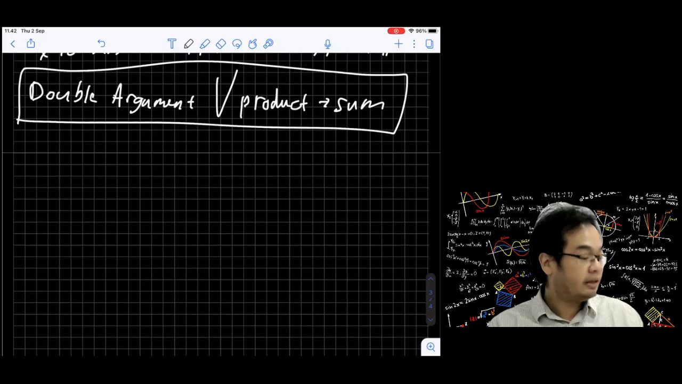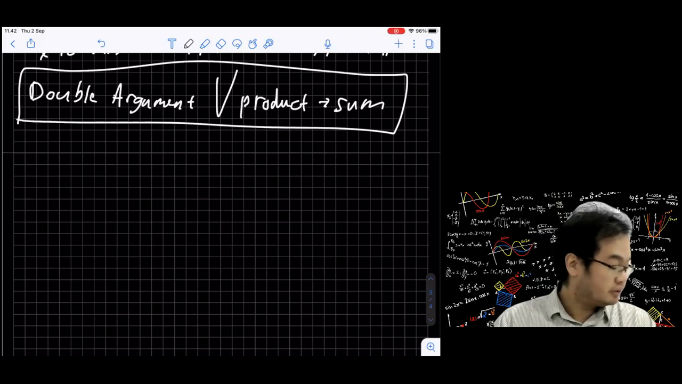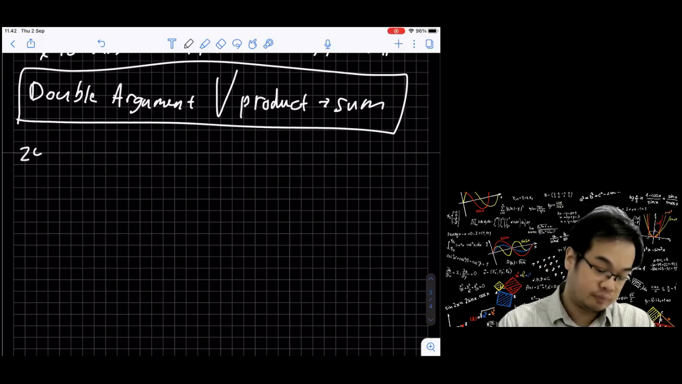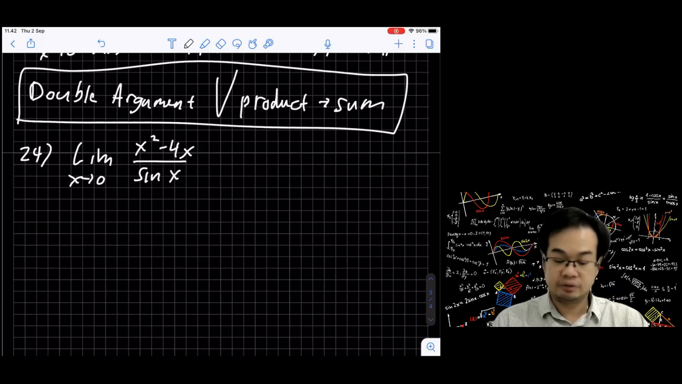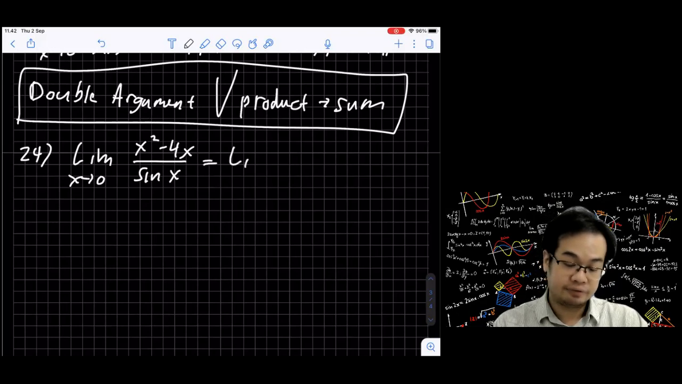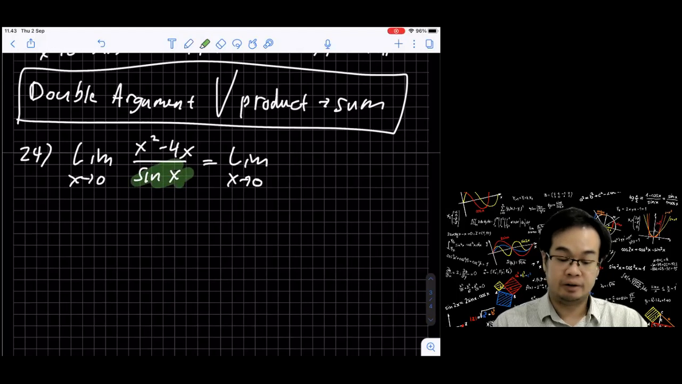Okay, so let's look at an example on the problem set that I shared with you. Number 24, on the third page. The problem is the limit as x approaches 0 of (x squared minus 4x) divided by sine x. The result is 0 over 0, an indeterminate form. So you need to factor first, then you need to remove this sine x, and you need the x in your numerator. Fortunately, we can factor out the x here.